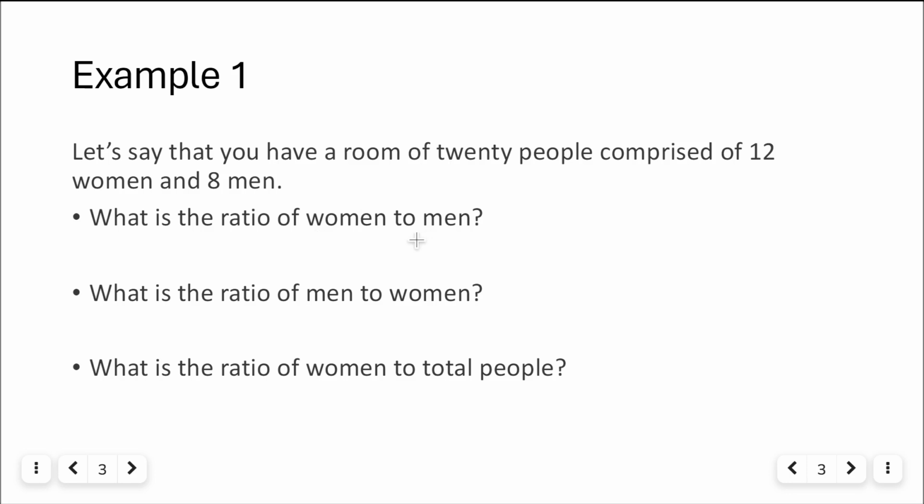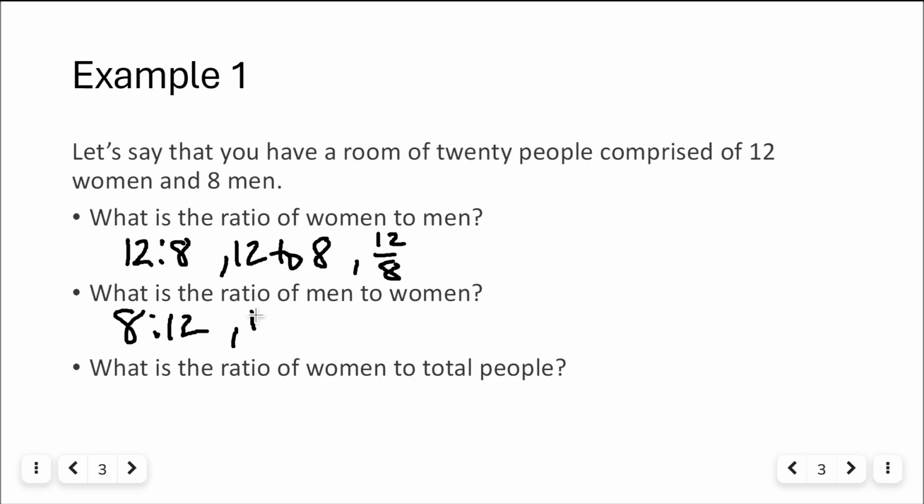Now, the order matters. Okay, so if I say women to men, there's a couple ways you could write it. You could write 12:8. You could write 12 to 8, or you could write 12/8 as a fraction. Any one of these three is fine. Okay, men to women, so now men come first, 8 to 12, or 8/12. And again, think about these fractions. These fractions could be reduced. They're not in lowest terms. All right, we're going to leave them here for now, but we could put them in lowest terms if we needed to, and we will later.